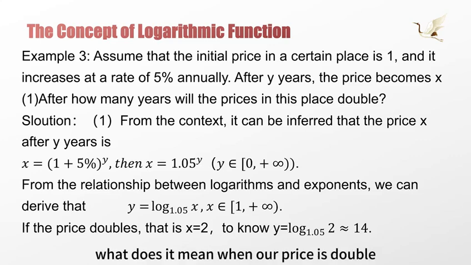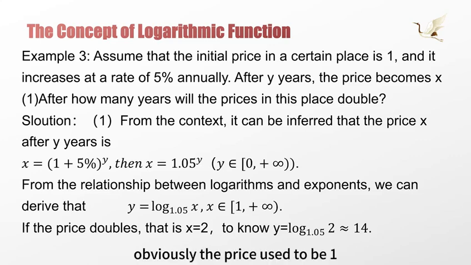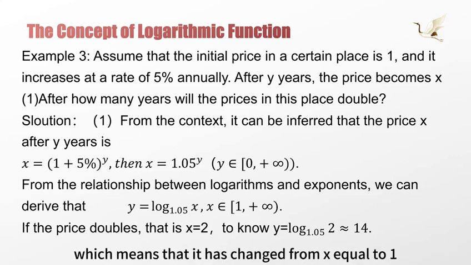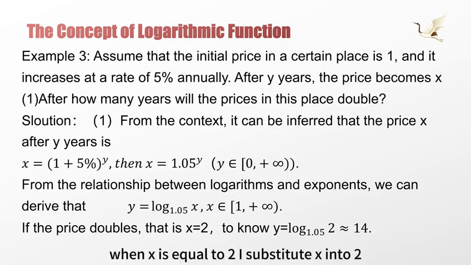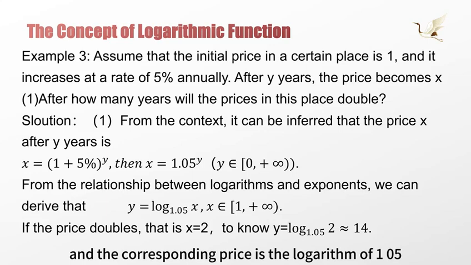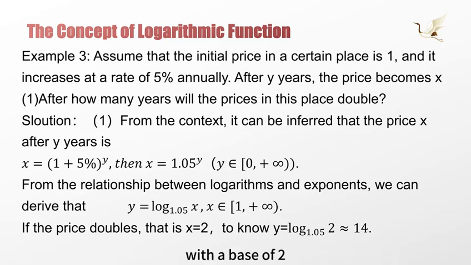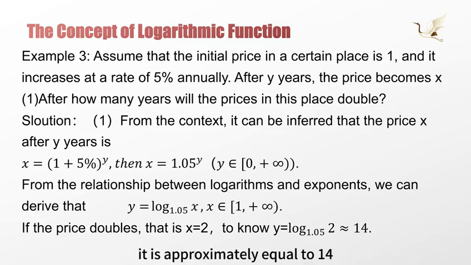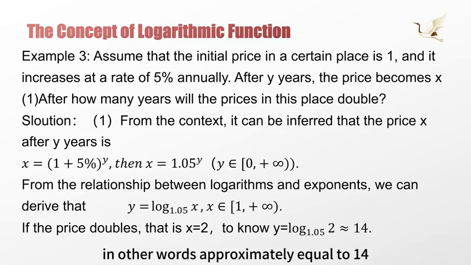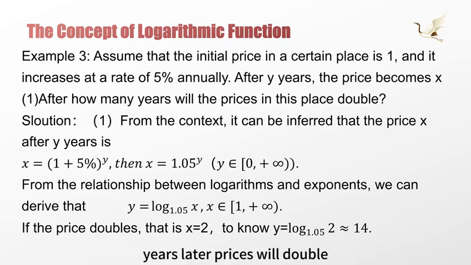What does it mean when our prices double? Obviously, the price used to be 1, but now it should be 2, which means it has changed from x equal to 1 to x equal to 2. When x is equal to 2, I substitute x with 2, and the corresponding time is the logarithm of 2 with a base of 1.05. We can use the calculator in our hand to calculate that it is approximately equal to 14. In other words, approximately 14 years later, prices will double.